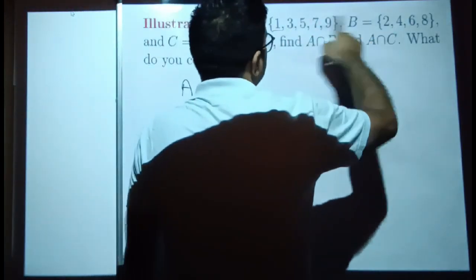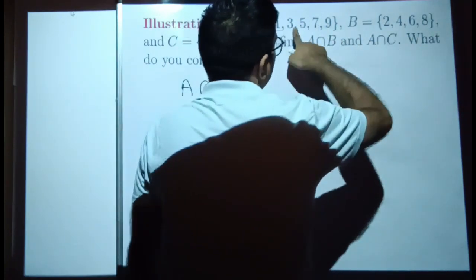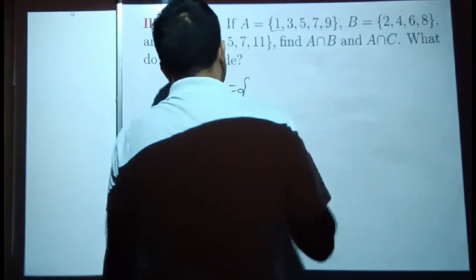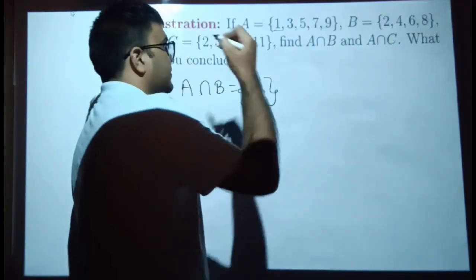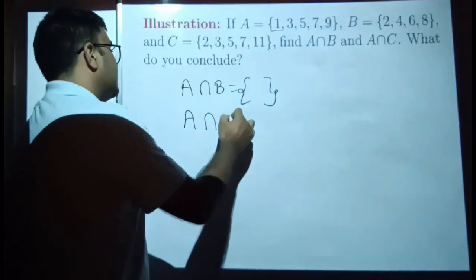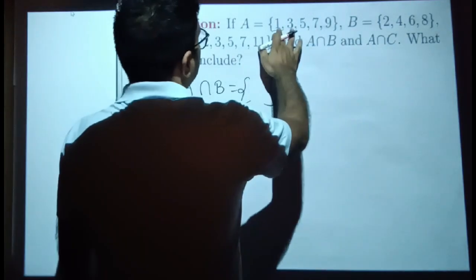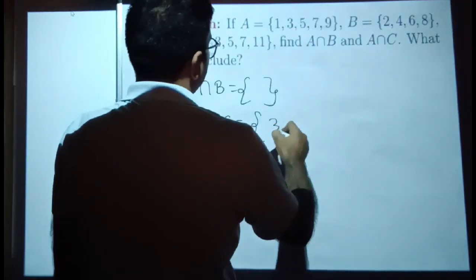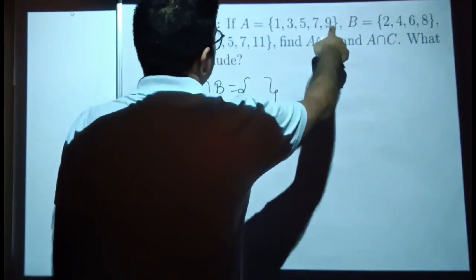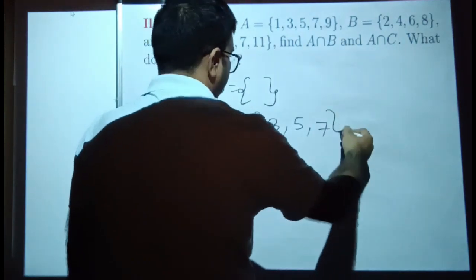1 is there, 1 is not there, 3 is there, 3 is not there, 5 is not there, 7 is not there, 9 is not there, 2 is not over here, 4 is not over here, 6 is not over here, 8 is not over here. So we are saying A intersection B is empty. When we are calculating A intersection C, 1 is not there, 3 is there, 5 is there, 7 is common, 9 is not there, 2 is not there. So the common elements are 3, 5, 7 and 11.